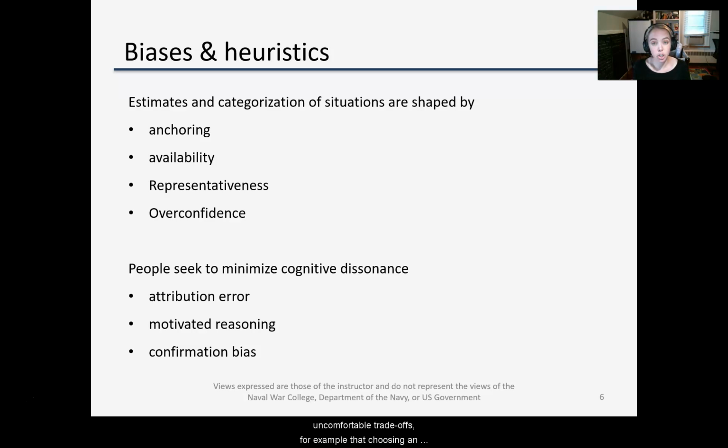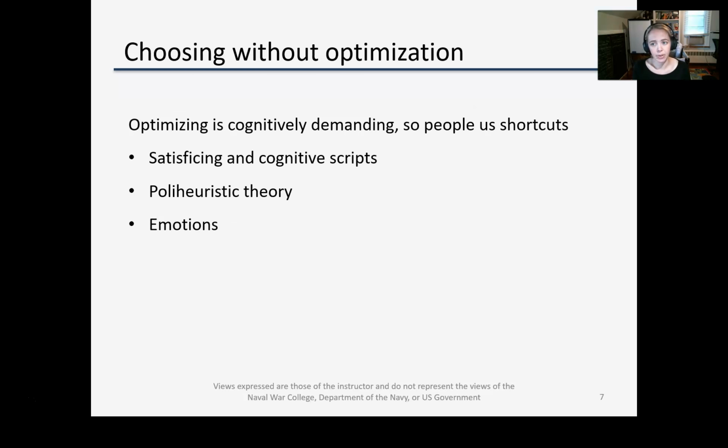For example, that choosing an option that would lead to certain good results would also require accepting certain negative consequences. And in particular, people are often subject to confirmation bias. They seek out and believe information that supports their pre-existing beliefs, while they avoid and discount information that does not match their pre-existing beliefs.